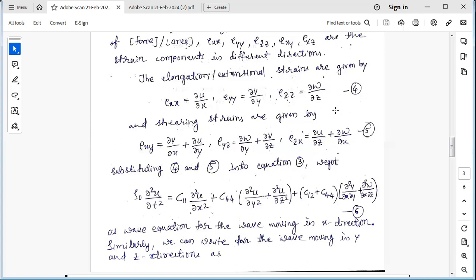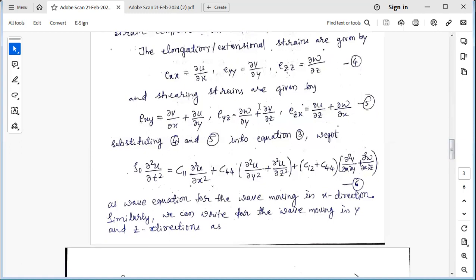And shearing strains are given by Exy, because shearing stress will be there, Txy. That's why the corresponding strain is also Exy. So this is Eyz, this is Ezx. So these are the strains in other directions. It means it is in the XY plane, in the YZ plane, in the ZX plane, like that.